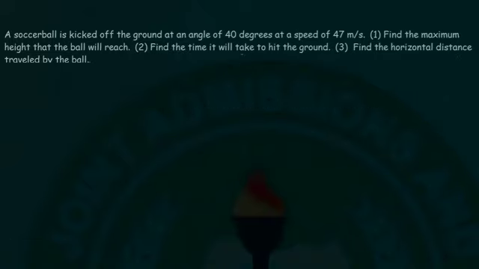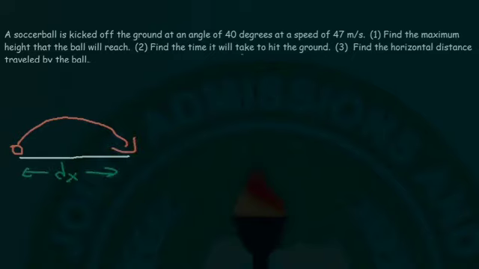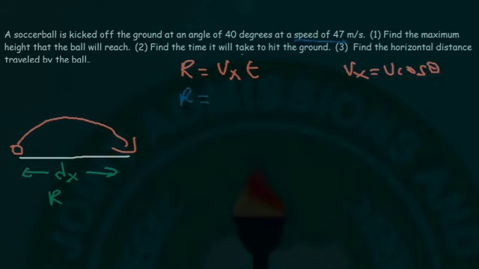So now let's focus on part 3. We want to find the horizontal distance traveled by the ball, which is dx, or basically range. Now we said that range is equal to vxt, and we know that if vy is equal to v sine theta, vx is equal to v cosine theta. So if you have the speed at an angle, use this form of the equation. We're going to replace vx with v cosine theta, so it's v cosine theta times t.